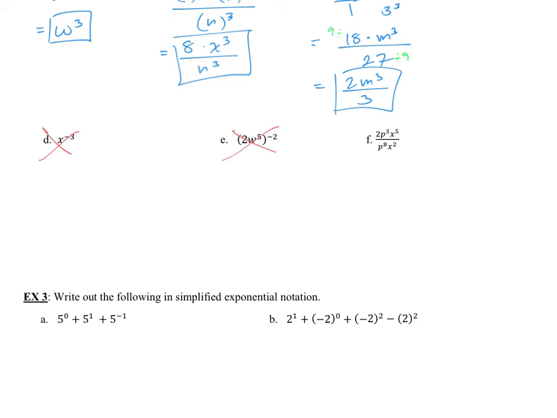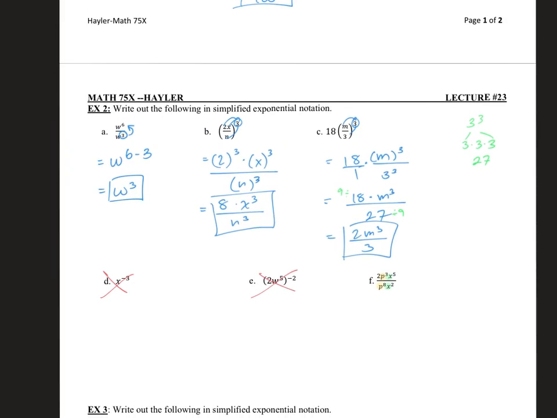Let's look at F, the last example for this section. Okay, so let's see. We don't have any parentheses going on, but we do have some division. And I also note that there are multiples of the bases. P shows up twice, and X also shows up twice. So I'm going to go ahead and use that division rule that we used for example A.